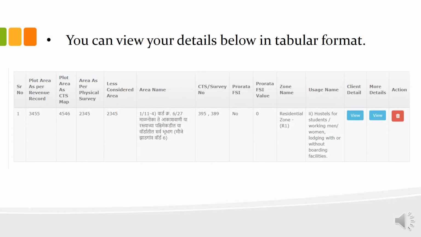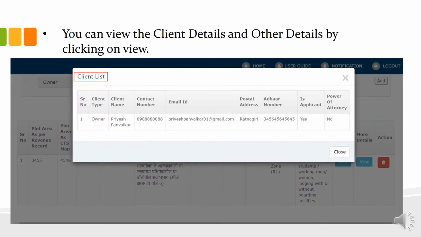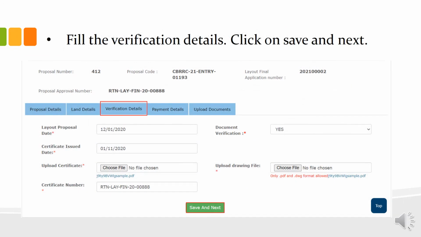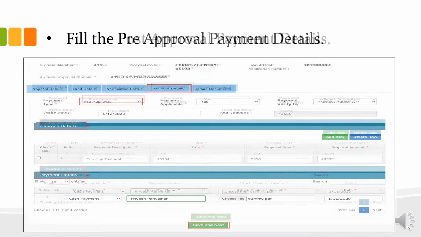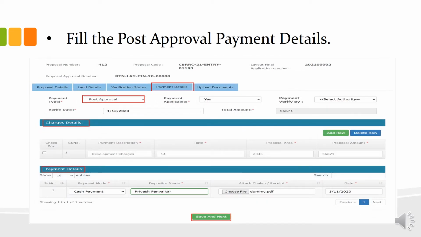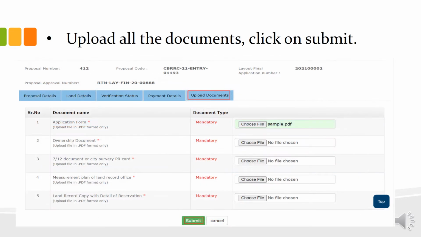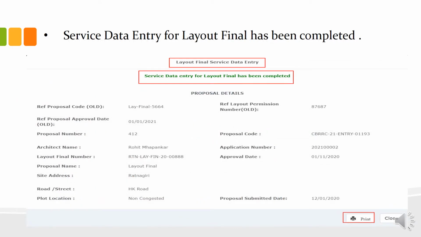You can view your details below in a tabular format. You can view the client details and other details by clicking on View. Fill the verification details and click on Save and Next. Fill the pre-approval payment details and after submitting the pre-approval payment, you have to do the post-approval. Fill the post-approval payment details, then click on Save and Next. Upload all the documents, then click on Submit. Now the service data entry for layout final has been completed. Now you can click on Print option.